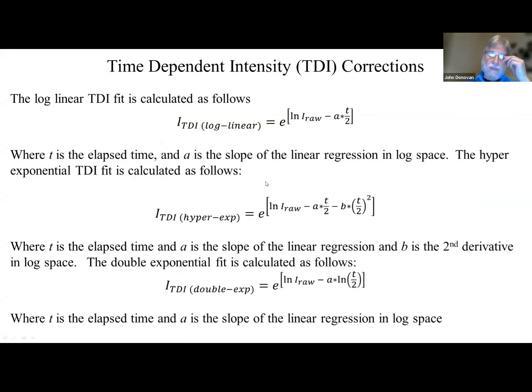These are the different corrections that we can perform in ProbeFEA. You don't want to overcorrect. You don't want to fit it any more than you need to. So almost all situations will just be the log linear extrapolation. That's a straight line in log space, and it's a very simple correction. And it's done once at the beginning of the analysis.